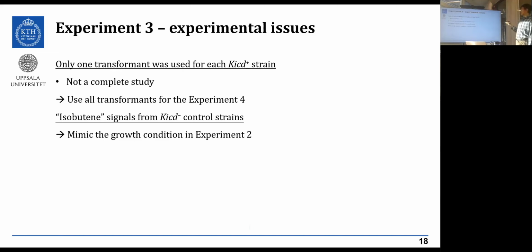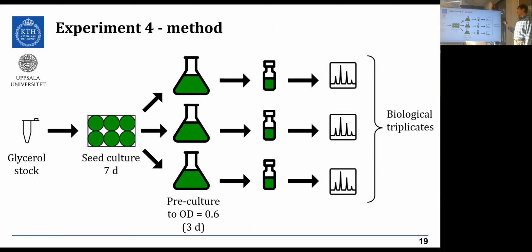Okay, so for experiment 4, the procedure for each strain goes like this. I divided the cultures at the level of pre-culture to make it more representative of the biological variation. So let's look at the results again.